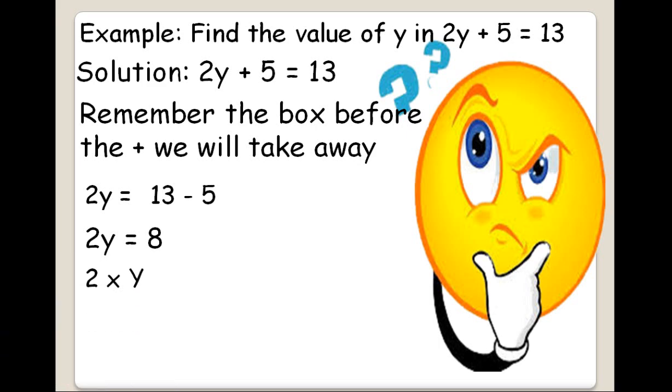From the last lesson I taught you last week, 2y is the same thing as 2 times y, right? Then we have 2 times y is equal to 8. Then what's the opposite of multiplication? Wonderful. The opposite of multiplication is division. Then we have y is equal to 8 divided by 2. Then my y is equal to 4. Please take note, you need to take it one after the other. The addition or the subtraction comes first, then followed by multiplication.